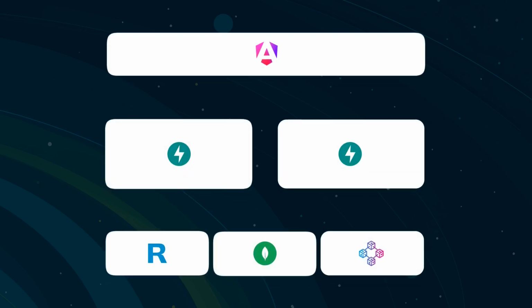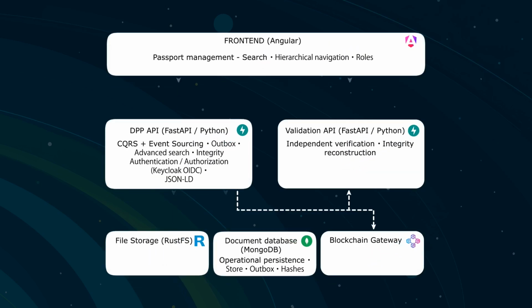Our architecture is structured around a front-end built in Angular, connected to a DPP API responsible for managing digital product passports using a CQRS and event-driven approach. Data is stored in MongoDB, while files are handled through an S3-compatible storage.